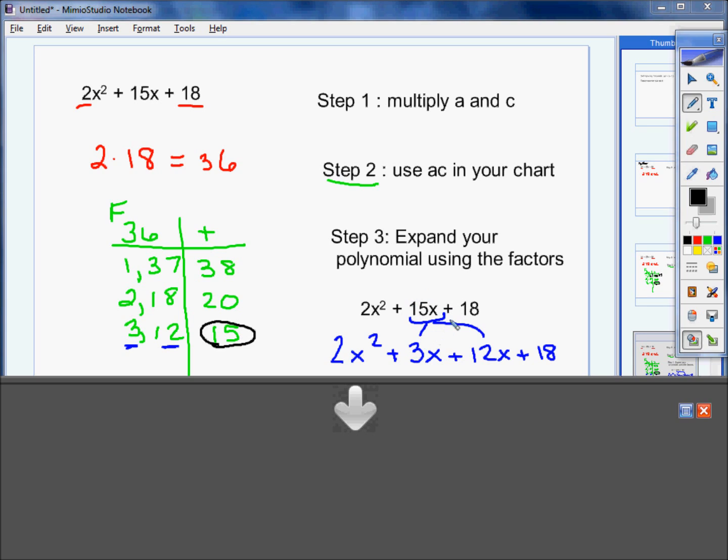15x gets split up into 3 and 12. And believe me, this is going to make a whole lot of sense. When we combine this, what we did yesterday, with what we did the day before, it's just a little bit longer of a problem when you don't have a 1 coefficient. So you've got 2x squared, 3x, and 12 came from factoring it out. And the 18 is just bringing it down. So we're taking this polynomial and writing it in a new form.